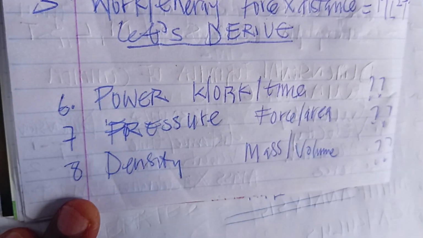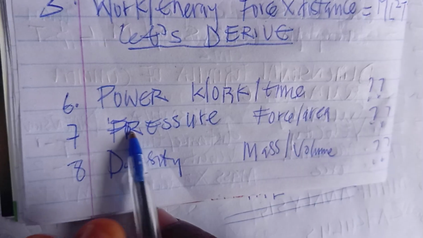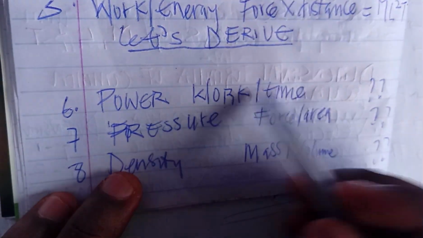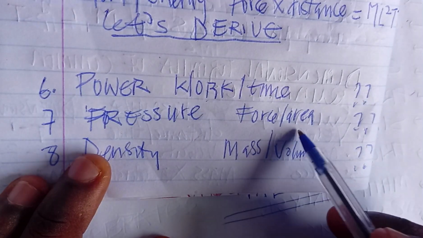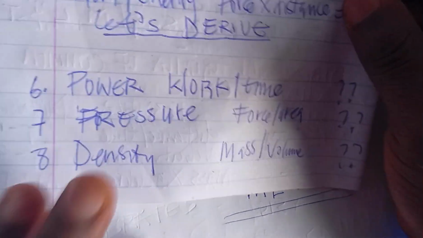Then please, your assignment is to find the dimension for power. Power is work over time, right? Pressure is force over area. Density is mass over volume. So you find those for me.